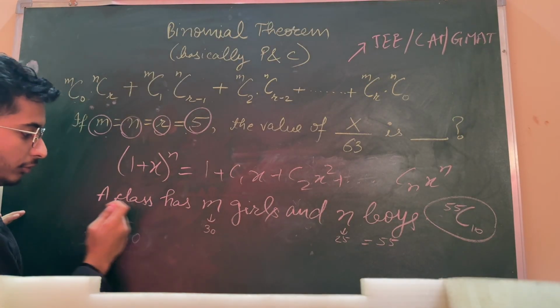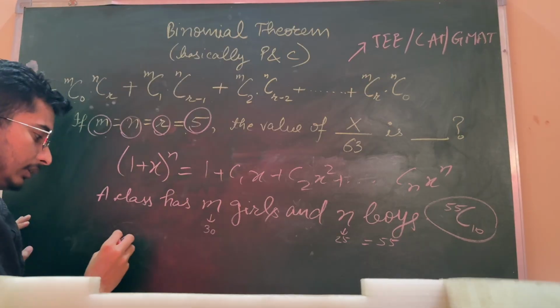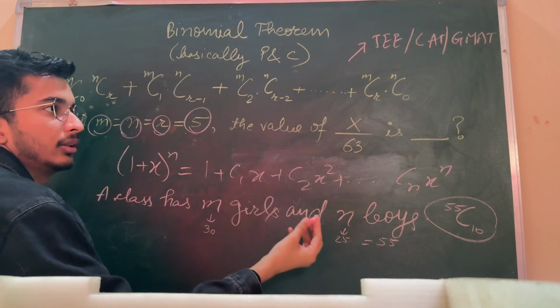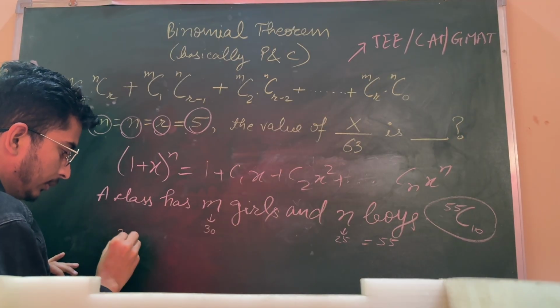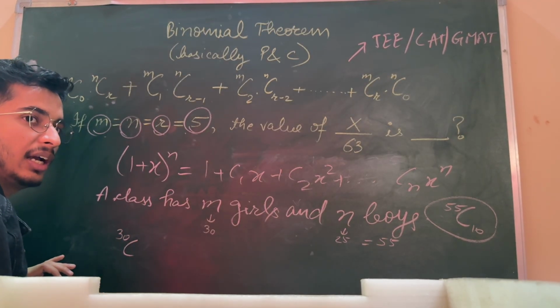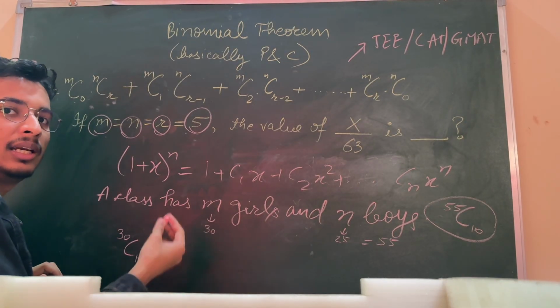Okay. So for that, what will be the combination formula for that? 30 girls, and out of these I have to select 10 girls. Why 10 girls? Because I cannot select any boy.